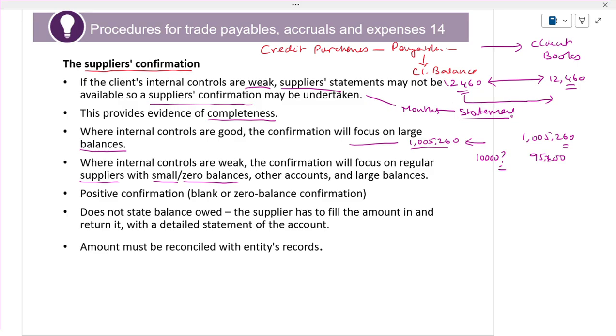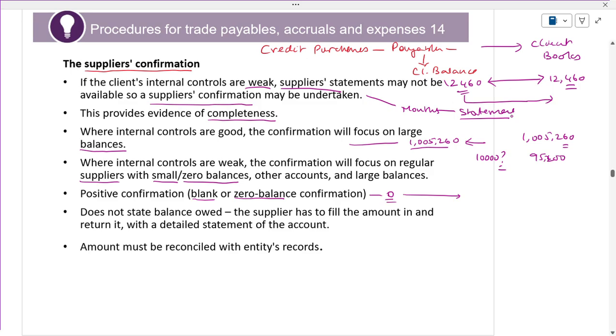Now, there are two things. You have a positive confirmation, you have a negative. What is the positive confirmation? You are talking about blank or zero balance confirmation. In some cases, you have a zero balance for the client. If that is also there, you have to send it. In your account, you have a zero balance, but you have to get confirmation.